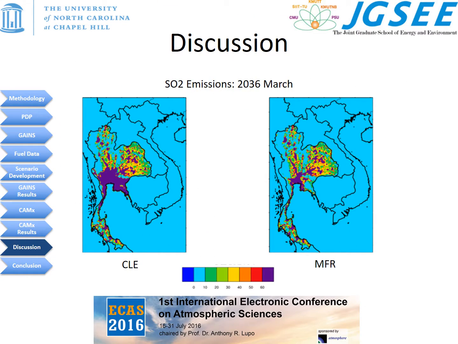These maps display the emissions of SO2 in the CLE and MFR scenarios for March, and this helps explain why there was a drastic drop in concentration. Control technologies lowered emissions along that section of the coastline in eastern Thailand, which brought SO2 concentrations to a safe level in the model.